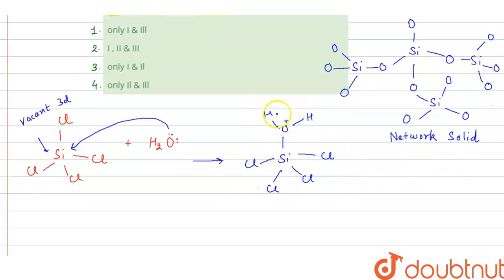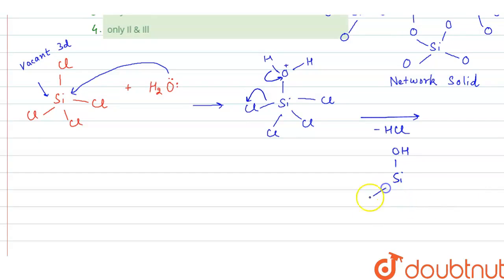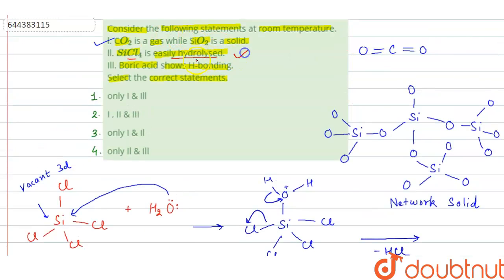So now what happens, as you can see, this is a transition state. So this bond will break like this and this chlorine bond will break from here. So there will be removal of HCl and from here we get SiOH, Cl, Cl, Cl, right? So here one chlorine is substituted by OH, right? So this is the hydrolysis. In the same way, when 3 molecules of water will be here, then all these 3 chlorine atoms will be replaced by OH group. So in final we get SiOH, OH, OH and OH, right? So this is silicic acid. So this is also correct. SiCl4 is easily hydrolyzed.